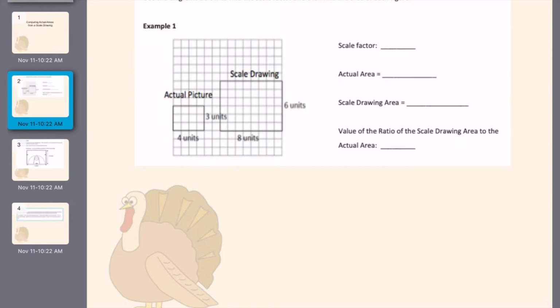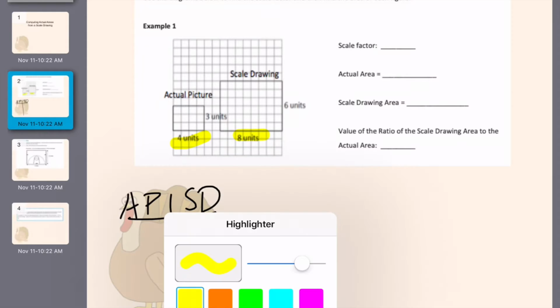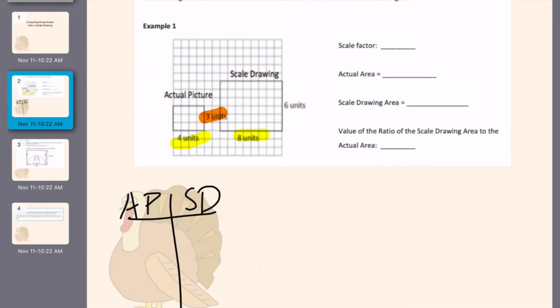Use the diagrams below to find the scale factor and then the area of each figure. Okay, so in order for me to find a scale factor, I need to make a table. Sorry, little turkey. So AP is going to be actual picture and SD is going to be scale drawing. I'm going to line things up and color coordinate them as well. So I have 4 and 8 and 3 and 6.